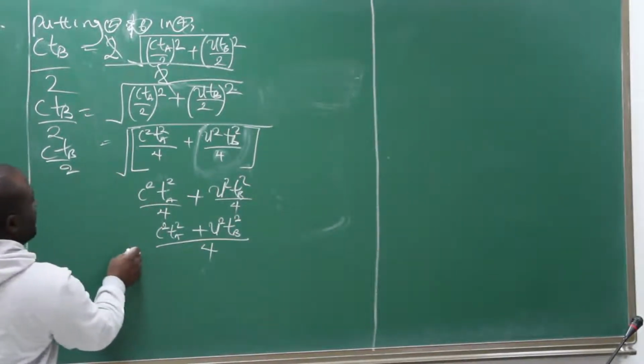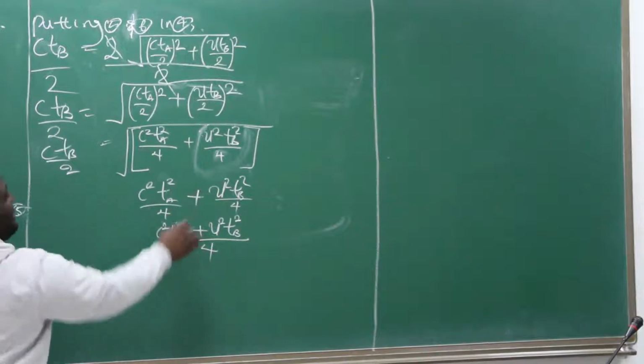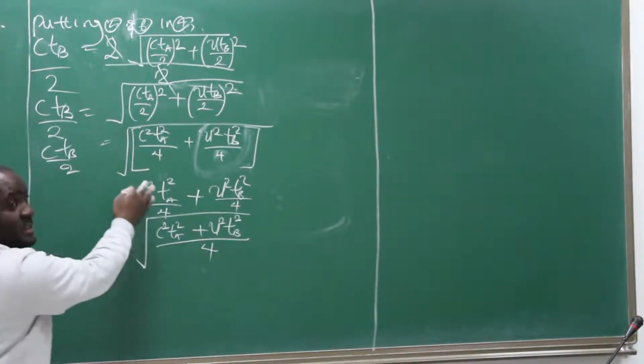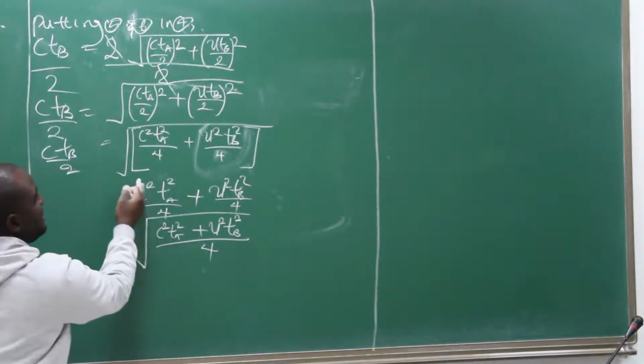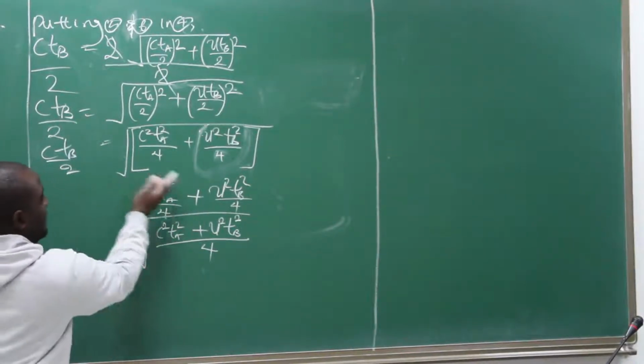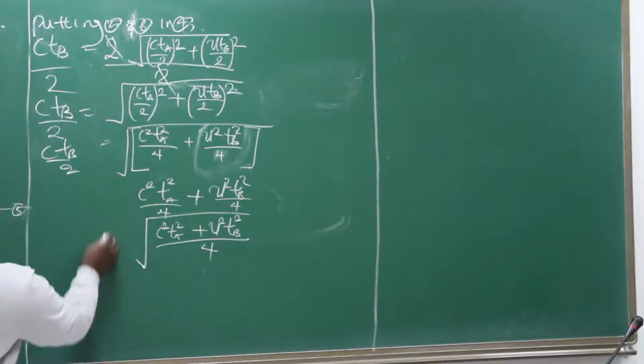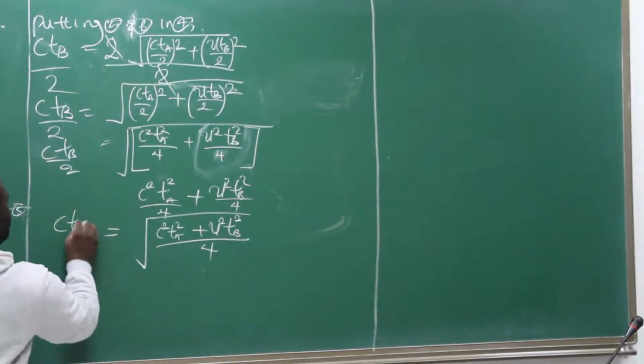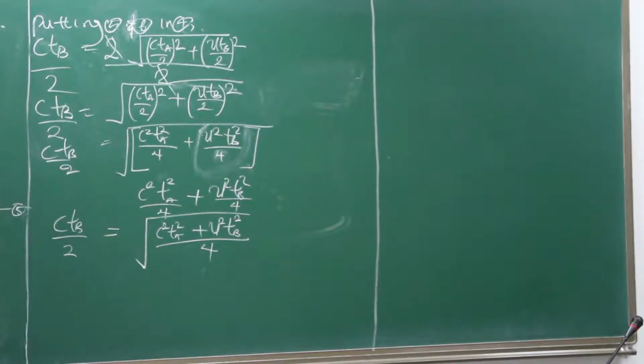Remember, we can still bring our square root sign on top of it. We temporarily forgot it here, so let's bring it back. It's still the same thing as equal to c tb all over 2.